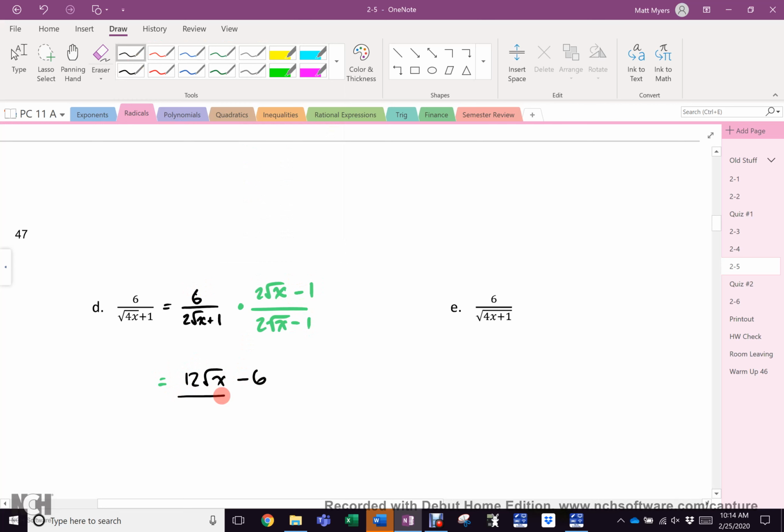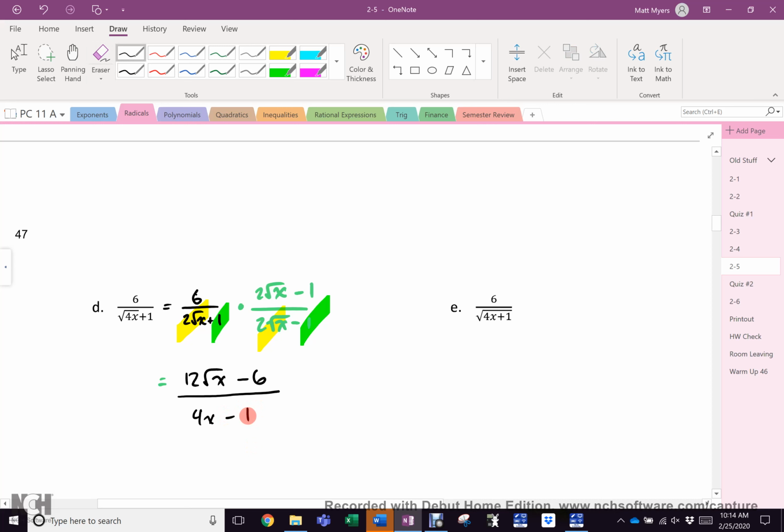Negative 6 over. Do I care about the middle, or do I only need to do firsty and lasty? Firsty, lasty. 2 times 2 is 4. Root x times x is x squared. Root of x squared is x. So I get 4x plus what? Not plus, sorry. 4x minus 1.